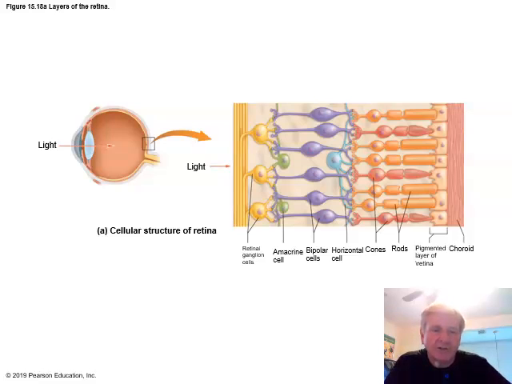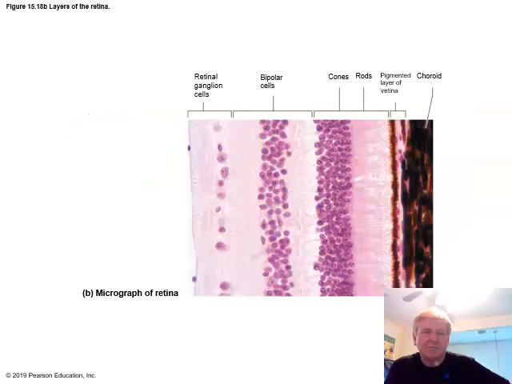So here's another image showing you the retinal ganglion cells, the bipolar cells, the rods and the cones, the pigmented retina, and then the choroid. Choroid is kind of like the backing of a mirror. It's like the lead backing to a mirror. It basically prevents any light rays from scattering and keeps it all contained within the neuroretina. This is just another micrograph of the retina showing you the choroid, the pigmented retina, the rods and cones, bipolar cells, and the retinal ganglion cells.